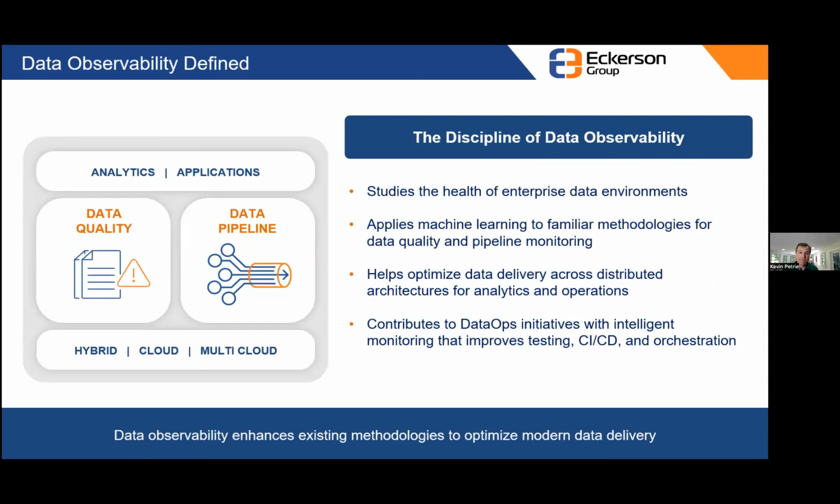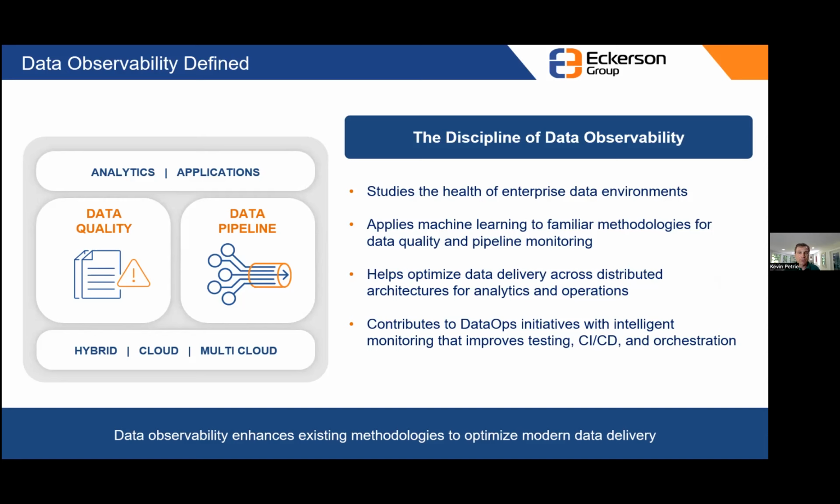So data observability. The way we define this is to say that data observability is an emerging discipline. It includes two segments. The first is data quality. Data quality is looking at ensuring the timeliness, the accuracy of data, and it applies machine learning techniques to familiar methodologies for data quality. It studies the health of enterprise data to ensure that when analytics teams are receiving this data, they have what they need to generate accurate, trusted outputs.